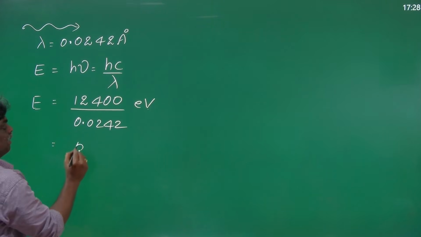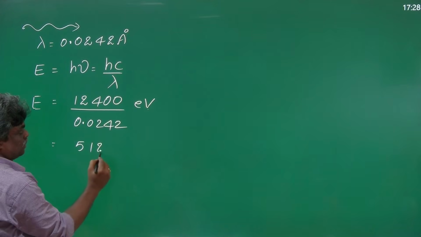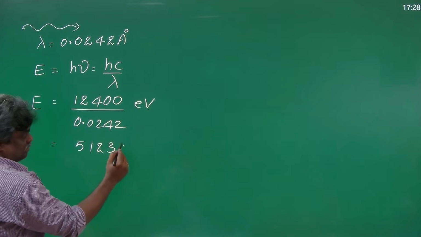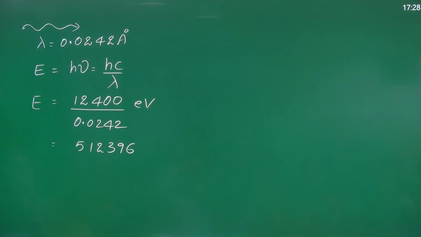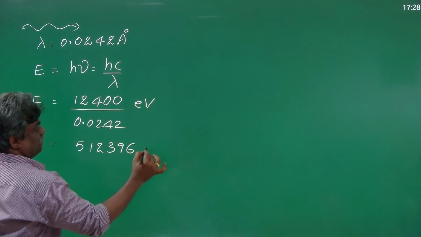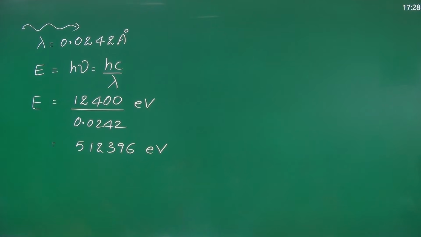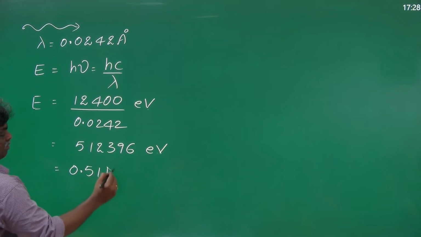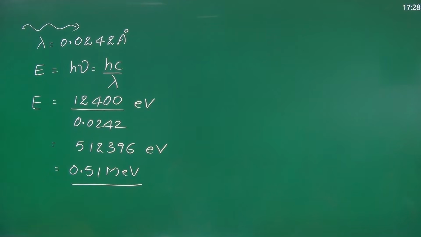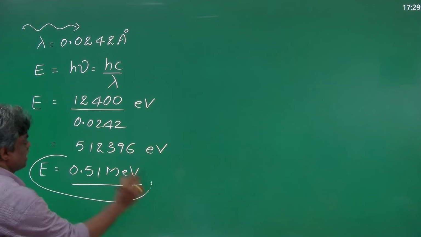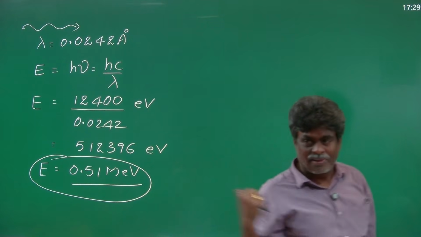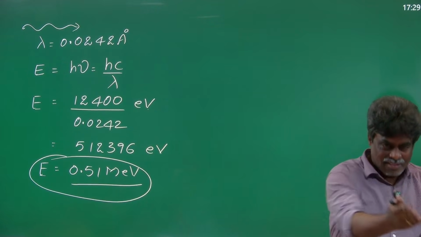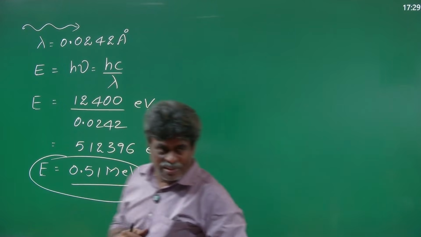Okay, tell me. 5, 1, 2, 3, 9, 6, point something. Okay, leave it. This much you got around. Shall I write like this? Now tell me, what is the energy answer? Come on. What is this, 0.51 MeV?